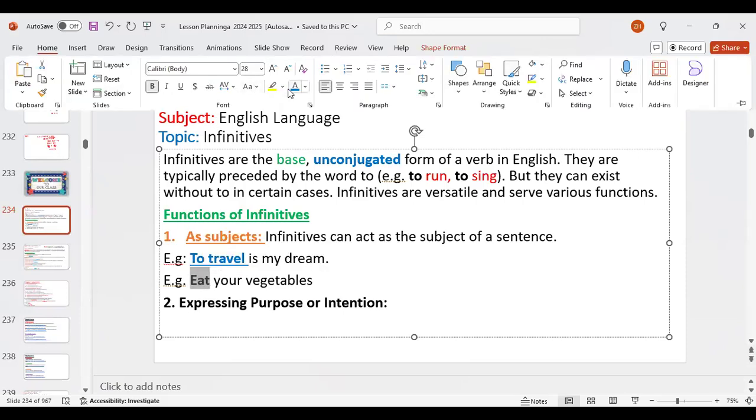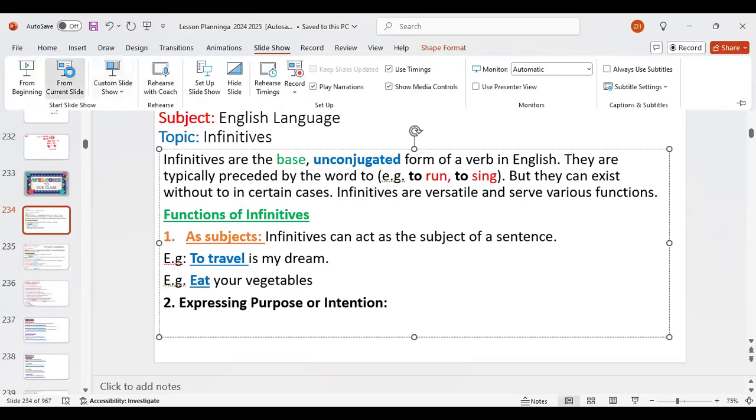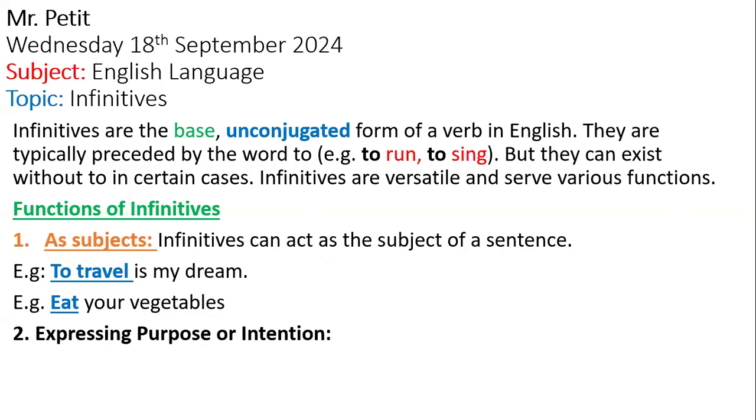I don't understand how vegetables is the infinitive. Vegetables is not the infinitive. Eat your vegetables. So give me a sentence where you started off with an infinitive. It's basically the action word of the sentence, but it has to be unconjugated.